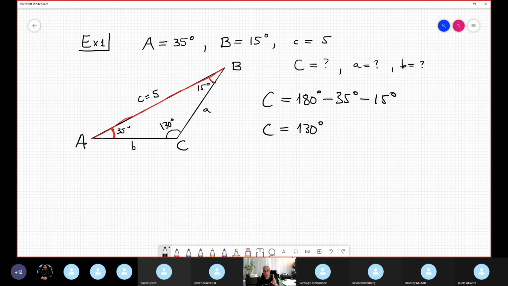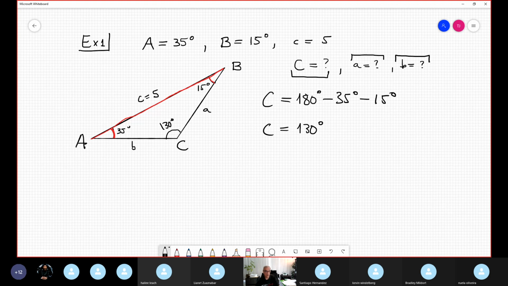Okay. Again, repetition. When you have information about two angles, the first step is find the third angle, using the famous formula, 180 is equal to the sum of A plus B plus C. And you solve for the corresponding C, in this case, the missing C. And you apply two times the law of sine to find side A and side B.